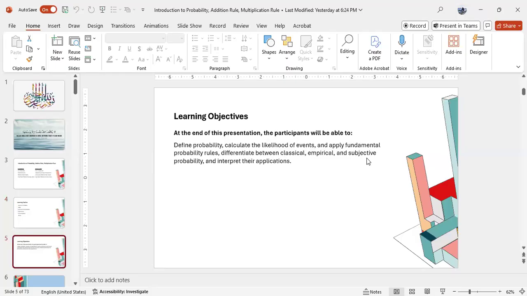At the end of this presentation, the participants will be able to define probability, calculate the likelihood of events, apply fundamental probability rules, differentiate between classical, empirical, and subjective probability, and interpret applications.